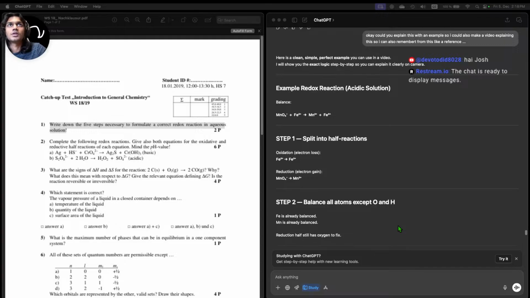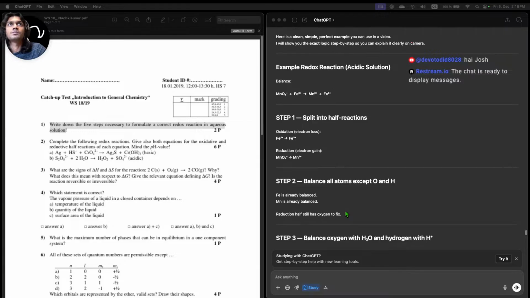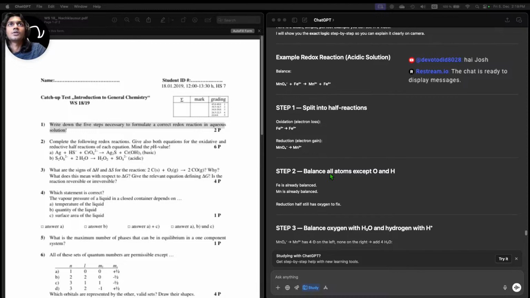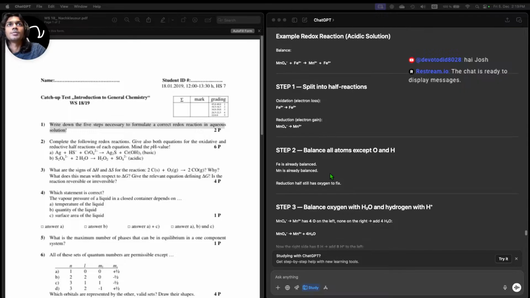What was I thinking? Yeah, step 2, split into half reactions. Step 2, balance all the atoms except O and H. Fe is already balanced. Mn is already balanced. Reduction half still has oxygen to fix. Balance oxygen with H2O.